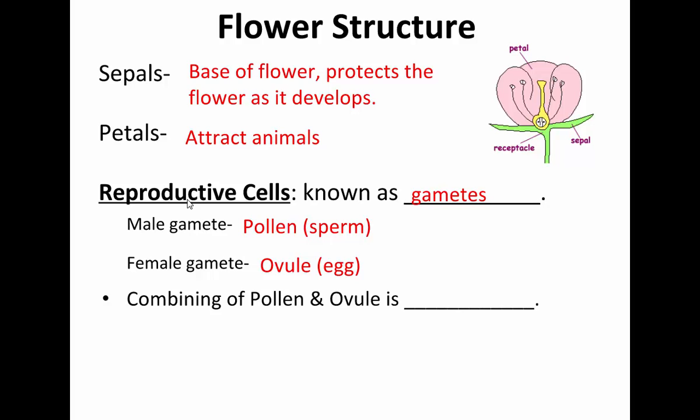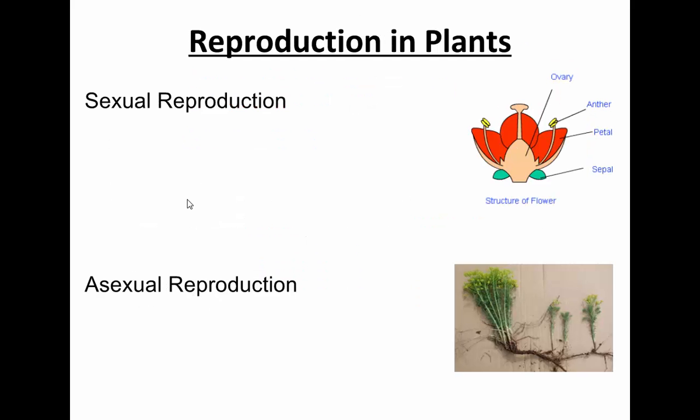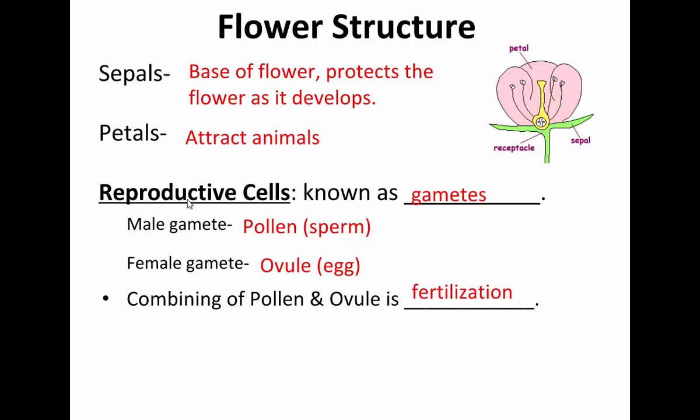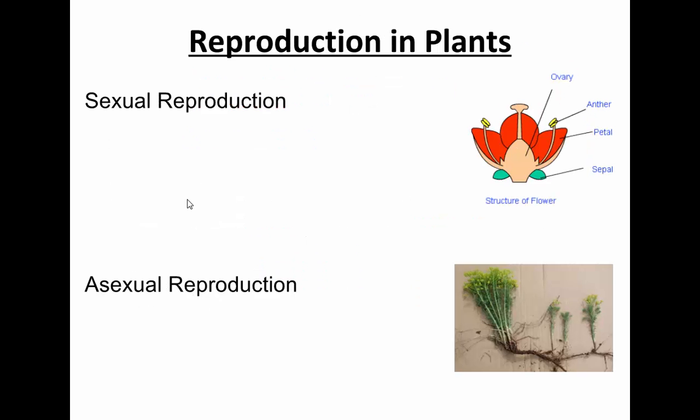In sexual reproduction, when the sperm cell and egg cell combine, we call that fertilization. It's called the same thing in plants. When the pollen comes into contact with the ovule, fertilization has happened. So these are the reproductive structures of a flower. And so as we know, in sexual reproduction, two parent organisms are involved.